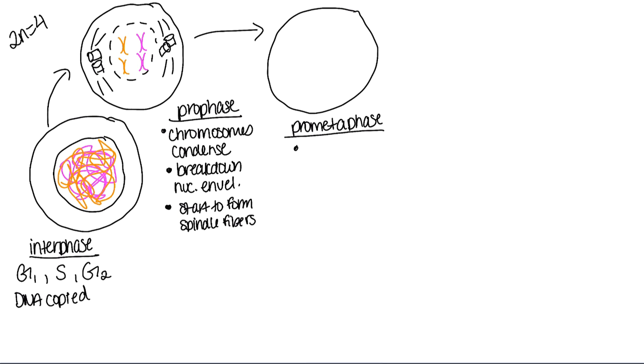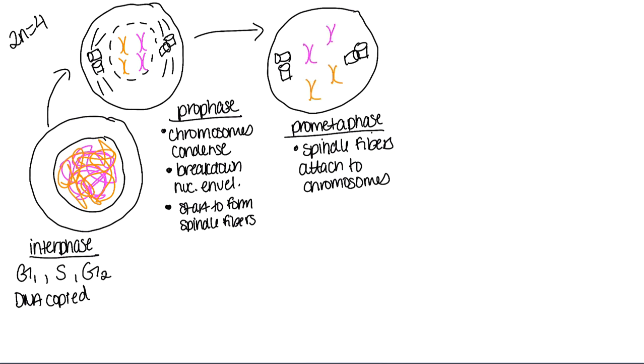And during this phase, what we have is the spindle fibers will actually attach to the chromosomes. So at this point, our nuclear envelope is completely gone, and the spindle fibers will attach to the chromosomes, and the chromosomes will start to move.